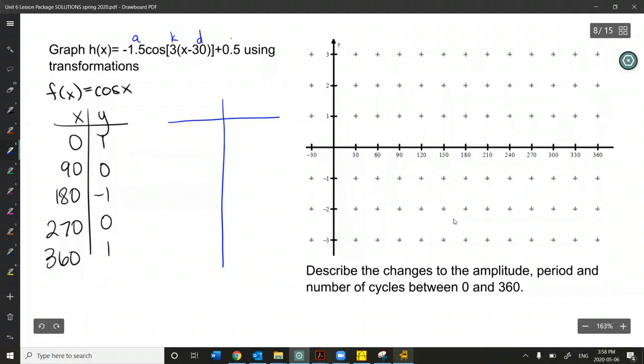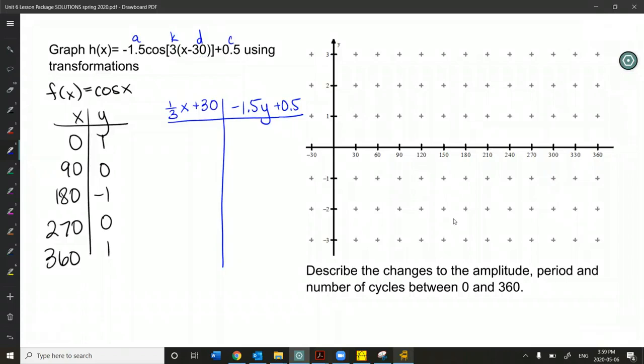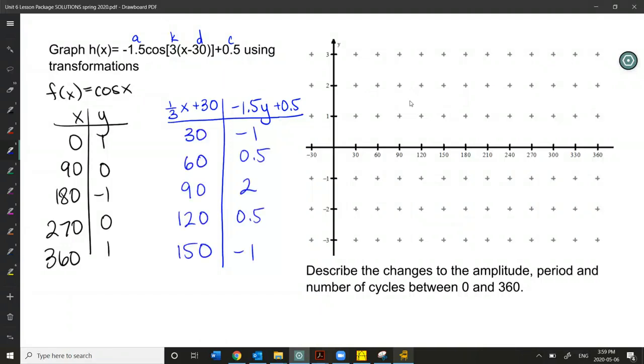This is a, k, d, and c. This one's usually pretty easy to set up. You're going to do negative 1.5 times y plus the c value, which is 0.5. Okay, for the x equation here, we want to do the reciprocal of k, which is 1/3, plus the d value. So remember, we're always switching the sign that we see in the equation here. Okay, so pause the video, take a couple seconds to fill in your calculations here.